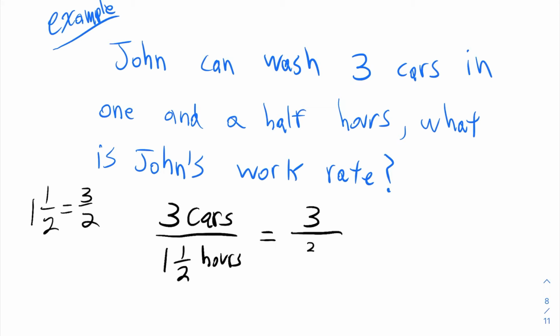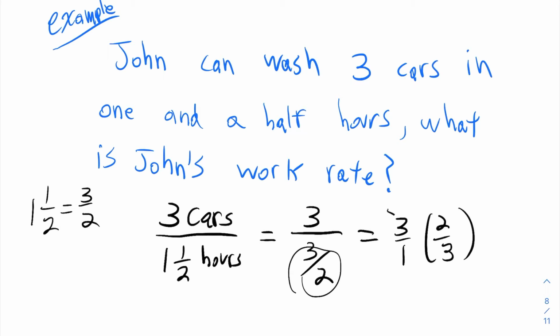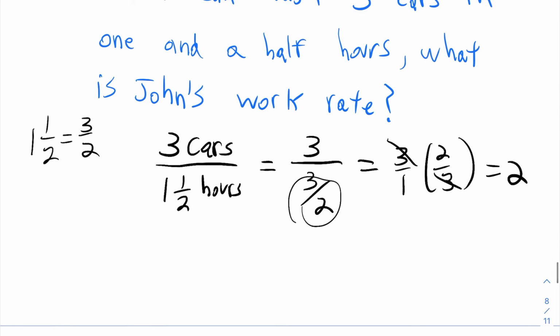So that's 3 divided by 3/2. And when you divide a fraction by another fraction, it's keep, flip, change, right? You keep the first fraction, which is 3/1. You flip the bottom fraction over, so that's 2/3, and multiply. When the 3's cancel out, this turns out to just be 2. So it turns out that John washes 2 cars per hour.